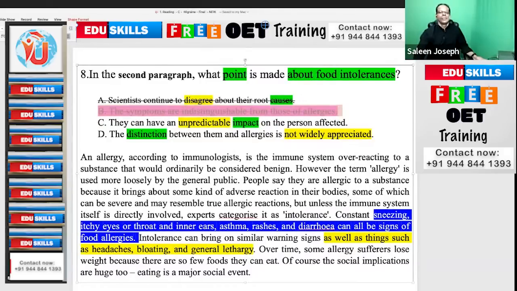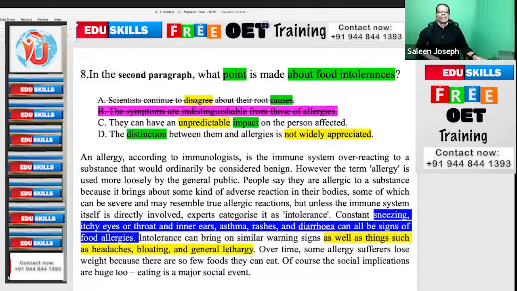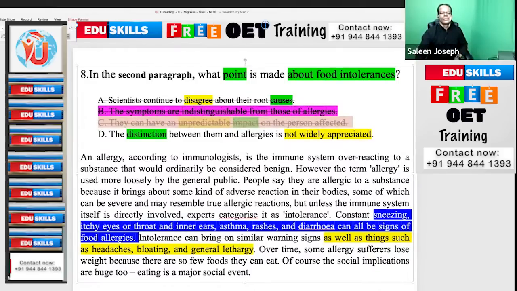Then the third one: they can have an unpredictable impact on the person affected. Not mentioned, because they don't say anything about unpredictability. They are saying all these signs are predictable. Right?